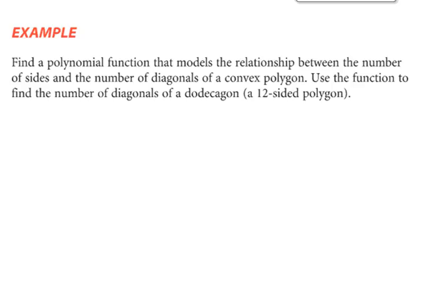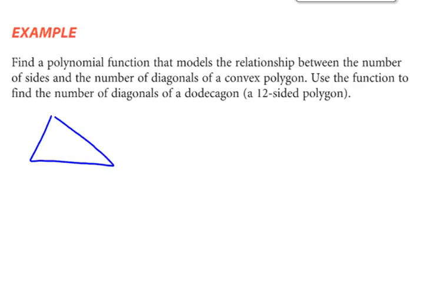This problem uses some geometry terms which you may not be familiar with, so let's explain those as we go. First of all, if we are going to use finite differences to find the polynomial function we need, we first need to come up with some data, some x and y values. The problem tells us that the x will be the number of sides of the polygon. Let's create some examples.